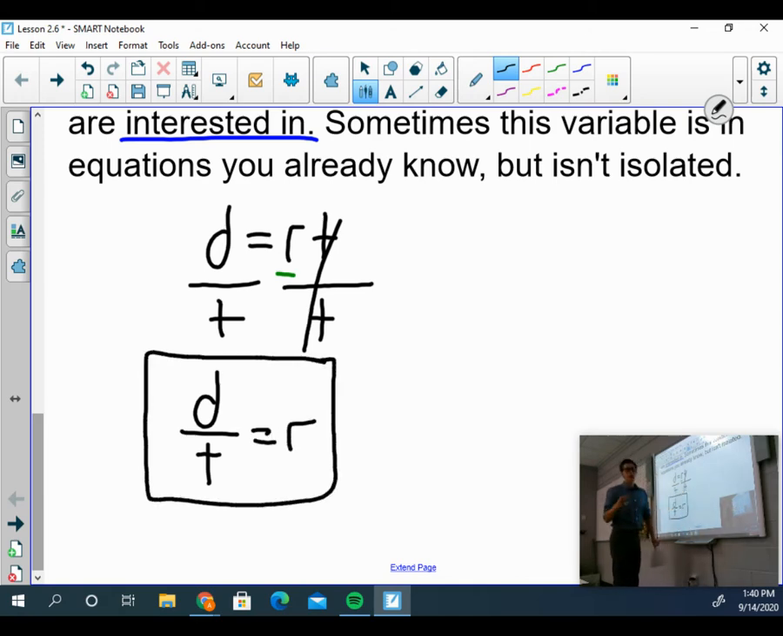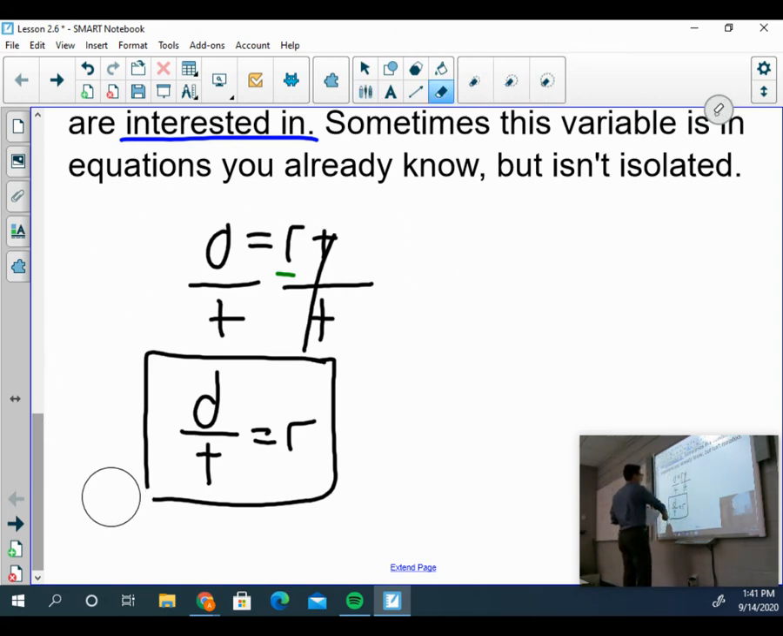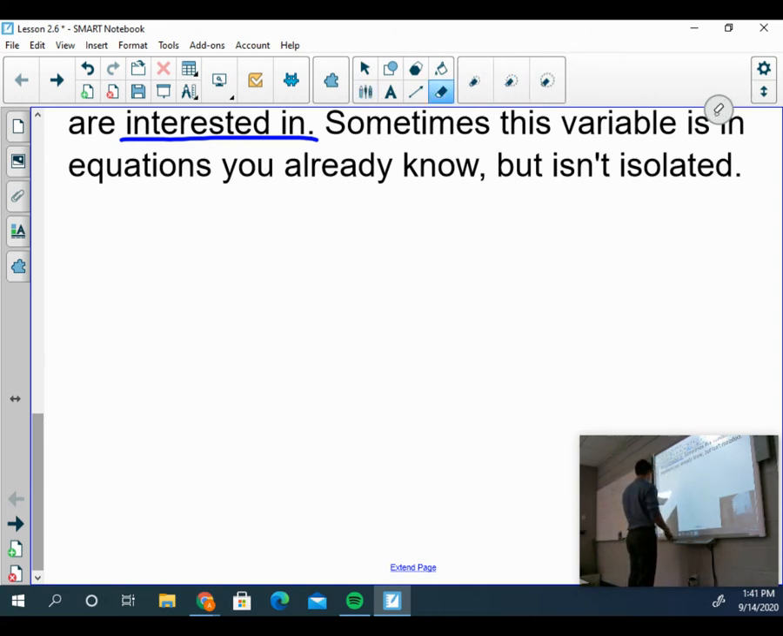Again, might not look as nice, but it's the same process we've been doing. Okay? Pick your variable of interest, get it by itself. Let's try a couple more.